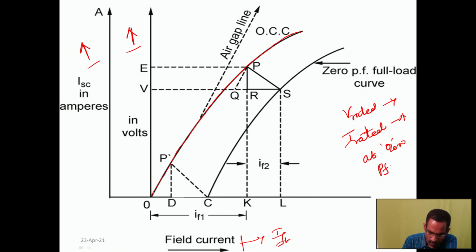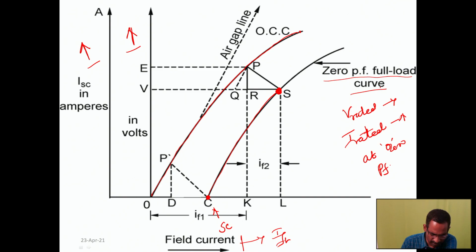This point C is taken from the short circuit test. IF is the field current which is required to produce the rated short circuit current. So that point is taken here. Then it is the field current required to circulate the rated current at the rated voltage at a zero power factor. By using these 2 points, I am drawing the curve. It is called the zero power factor full load curve. Okay, I have drawn the graph also.